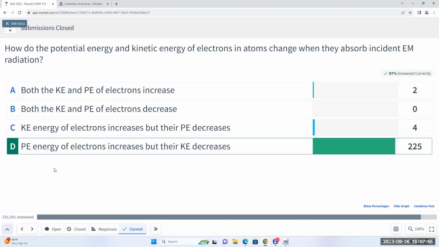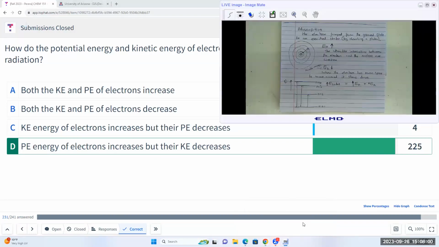Okay, let's think about the opposite. So what's the opposite of absorption? The emission. All right. So what we want to do is go through the same exercise with emission now. All right. So let's think about this.